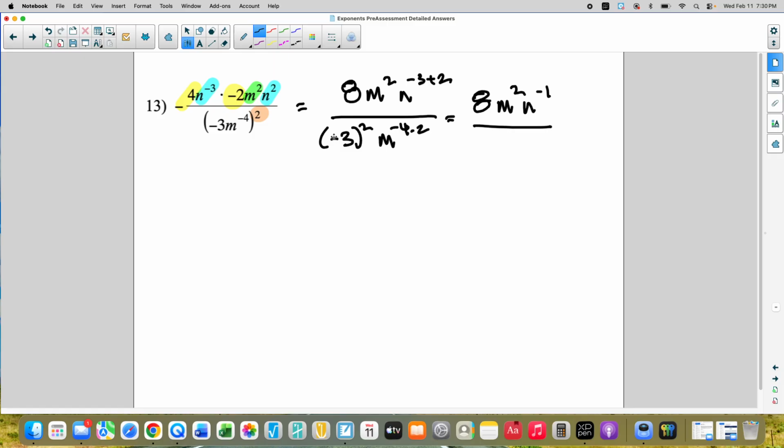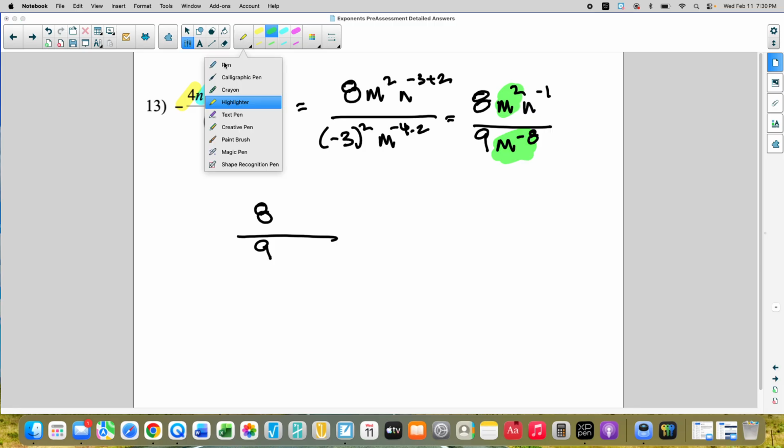This is a coefficient. This isn't going to move up. We're not moving the location. This is a direction, not a location, because it's a coefficient. Negative 3 squared is 9. And this is m to the negative 8. So I can't simplify the coefficients. I have like variables that are dividing. M to the 2nd divided by m to the negative 8.